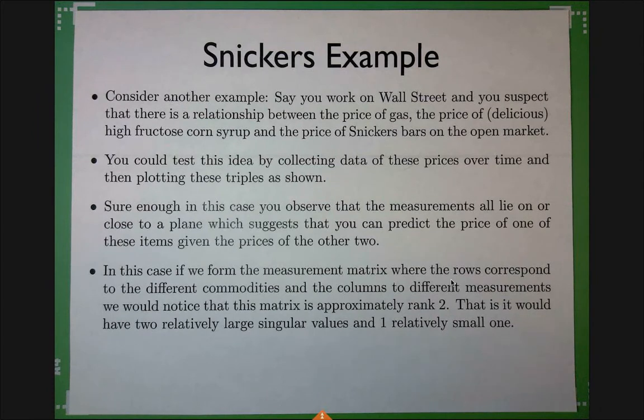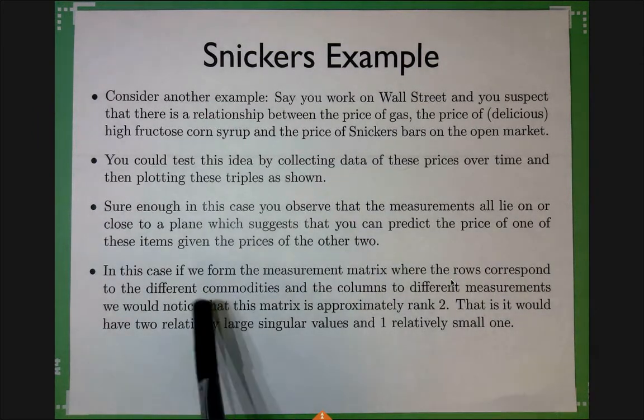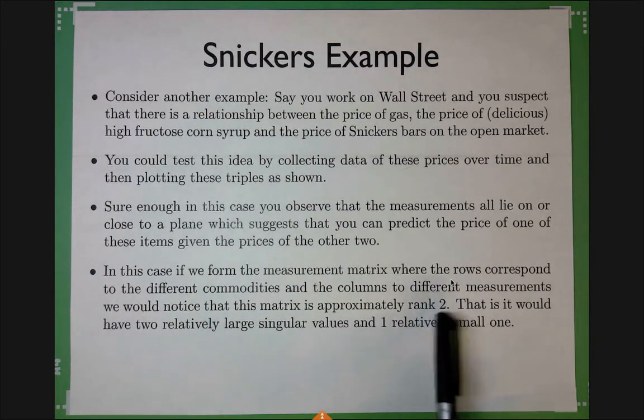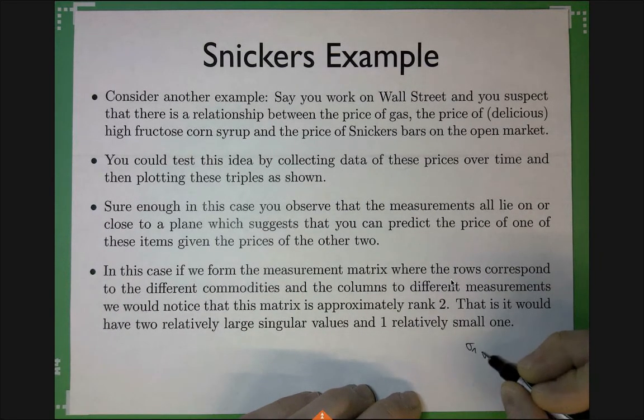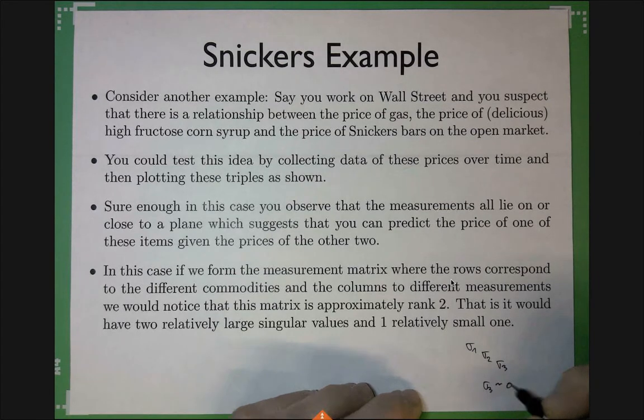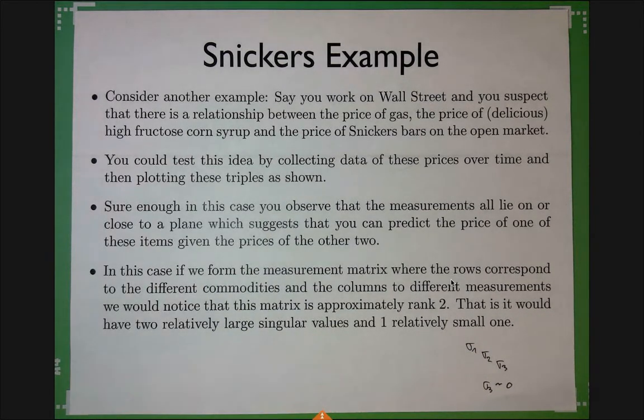We observe this, and then we just SVD the matrix, and if we see something that's approximately rank 2, then we can conclude there is really some linear relationship. So again, I would get singular values sigma 1, sigma 2, sigma 3, and if sigma 3 is pretty close to 0, then I can conclude it's almost rank 2.